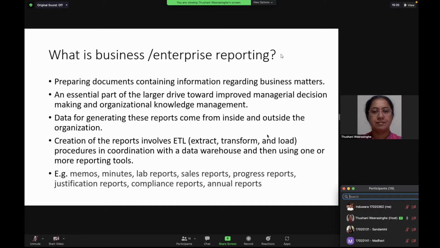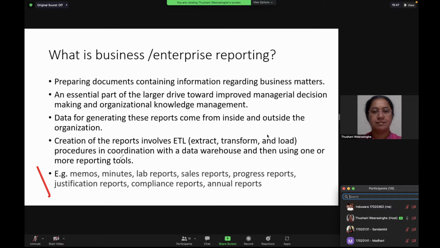So what sort of reports do you prepare? What sort of reports do you prepare in an organization? What sort of reports need to be prepared? Starting from memos, you can include. Here I have included them. In the example here, in the last line, you can see memos, minutes, lab reports. Lots of different types of reports are there.